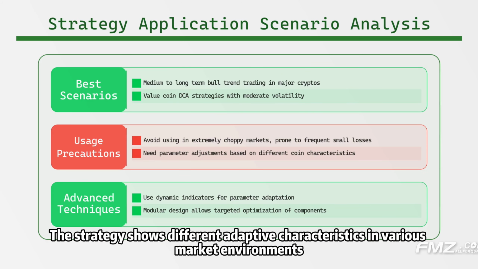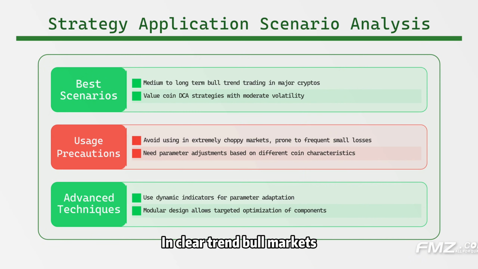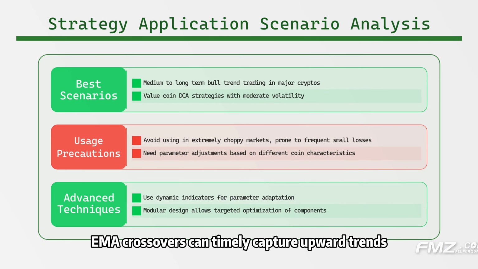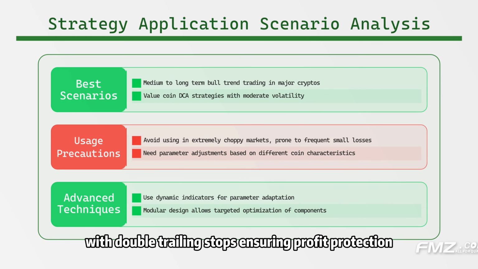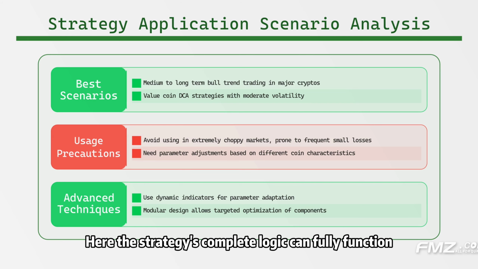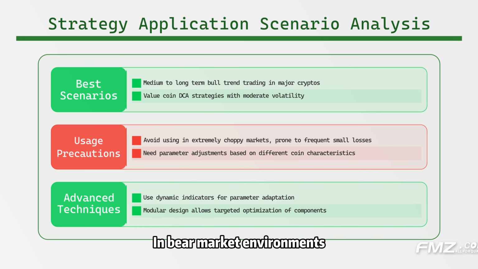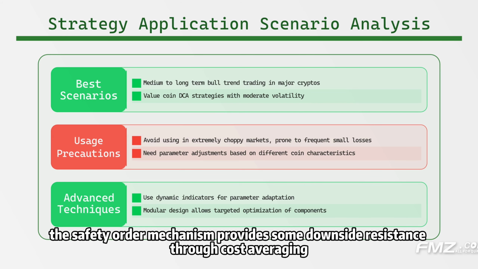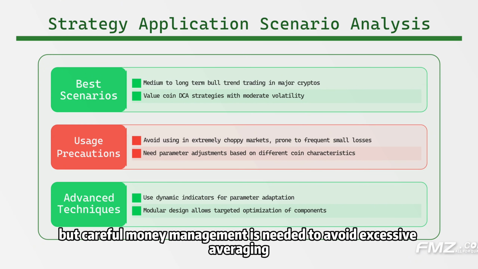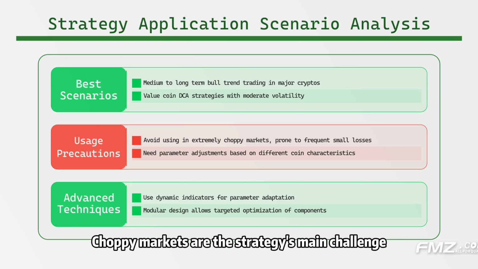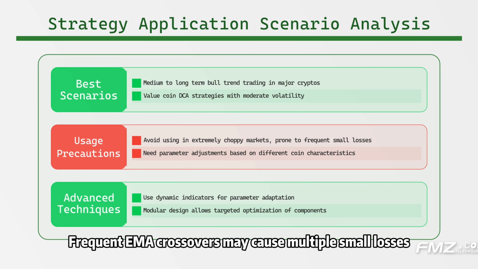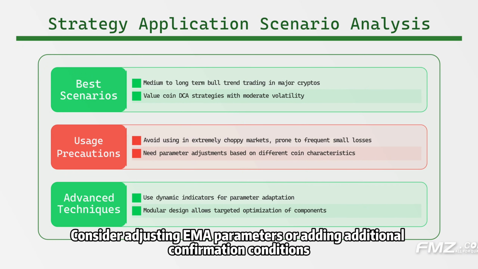The strategy shows different adaptive characteristics in various market environments. In clear trend bull markets, EMA crossovers can timely capture upward trends, with double trailing stops ensuring profit protection. Here the strategy's complete logic can fully function. In bear market environments, the safety order mechanism provides some downside resistance through cost averaging, but careful money management is needed to avoid excessive averaging. Choppy markets are the strategy's main challenge. Frequent EMA crossovers may cause multiple small losses. Consider adjusting EMA parameters or adding additional confirmation conditions.